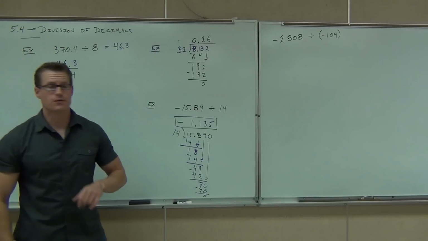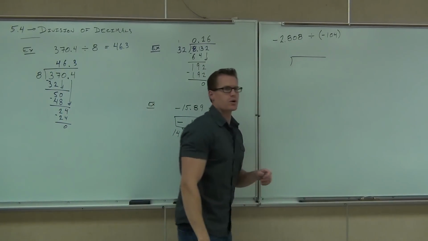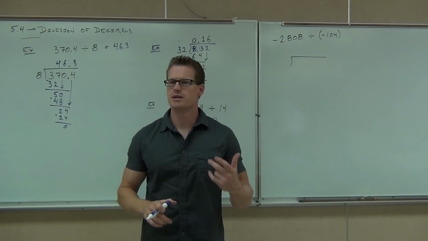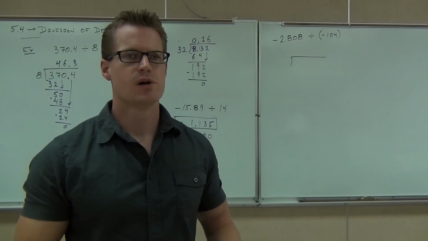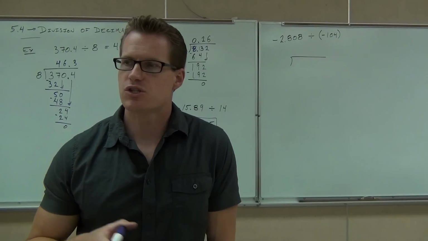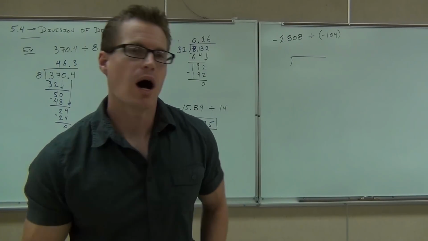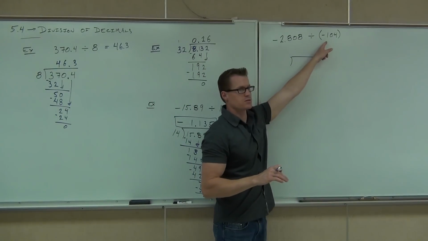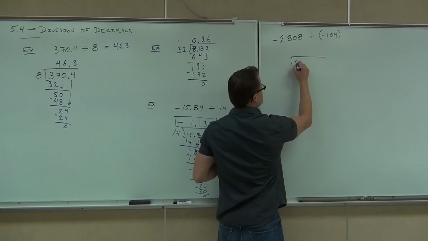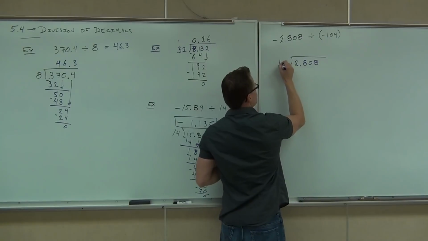Okay, let's try one more together. Hey, by the way, what number's going on the inside of our division symbol? Negative 2.808. Do I need to put the negative? Is our quotient going to be positive or negative? Positive. So as soon as you calculate that sign initially, you don't have to put those negatives anymore. I know for a fact that my answer is going to be positive. You with me? So ignore those negatives. You've already done that part. You're going to do 2.808 divided by 104.